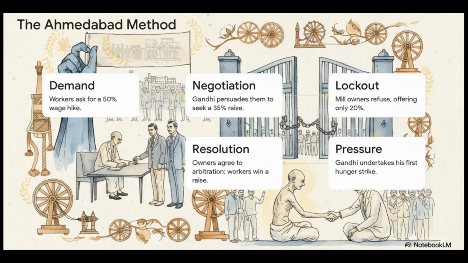The Ahmedabad strike is like a masterclass in his strategy. Let's walk through it. The workers want a 50% raise. Gandhi, ever the pragmatist, convinces them to ask for a more realistic 35%. The owners say no way and lock them out. So when the workers start to lose hope, what does Gandhi do? He pulls out his ultimate weapon for the very first time, a fast unto death. That puts immense moral pressure on the owners, and it works. They're forced to the table, and the workers get their raise. It's strategic, it's disciplined, and it was incredibly effective.